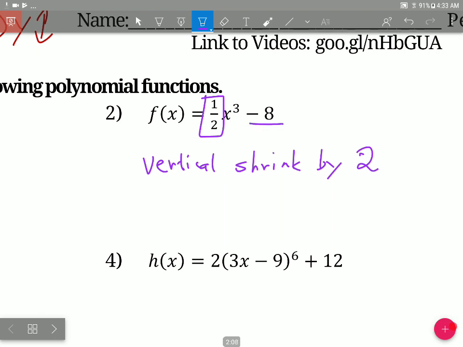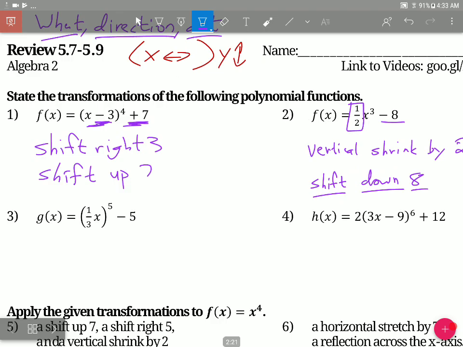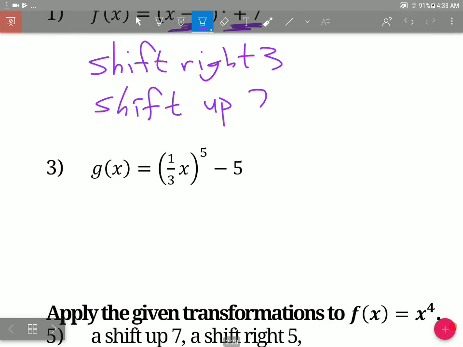Well, that's again, we're subtracting, so that's a shift. And it's outside, so it means we're going down 8. Remember, it's what is it, which direction, how far. Cool. If you want to pause and do 3 and 4 on your own, that'd be a good idea.